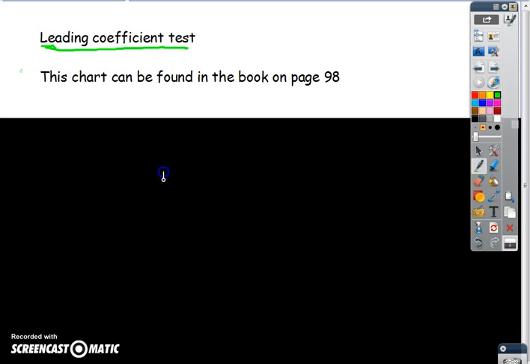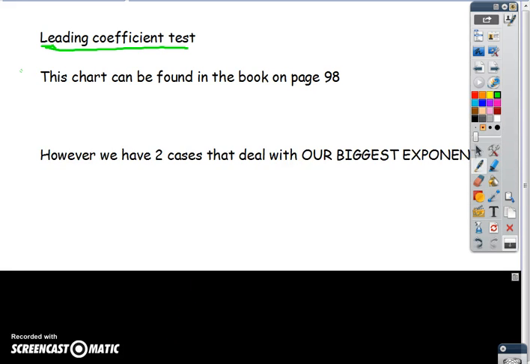So what we have here is the leading coefficient test. Now, the leading coefficient test can be found on page 98 in your books. However, we have two cases that deal with our biggest exponents. Now, all this really is, folks, is talking about end behavior. We do end behavior again, just as a quick review, telling us where the function's going to be going, so we can find out where it crosses our x-axis and makes zeros.